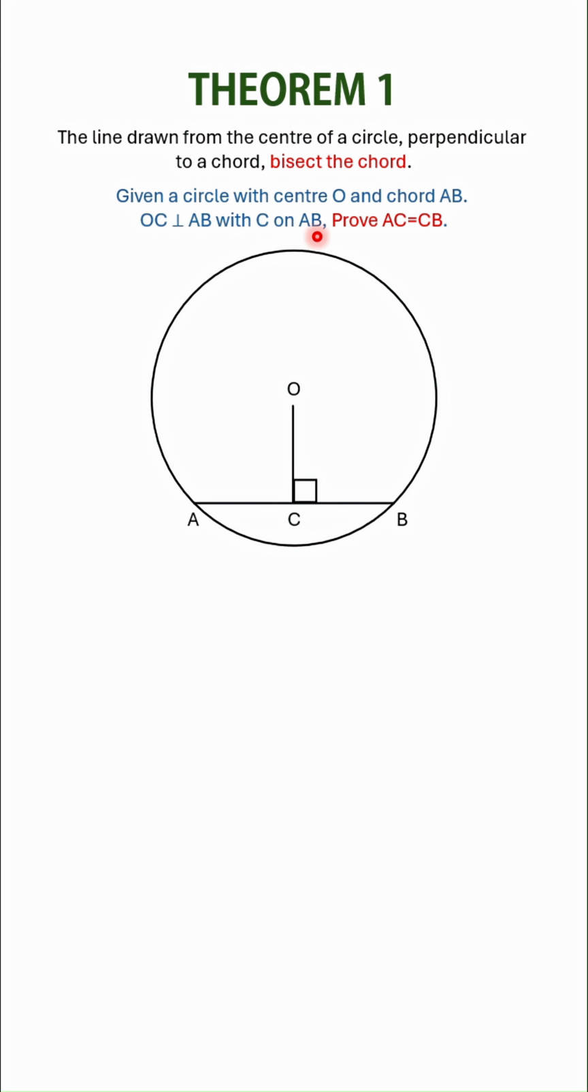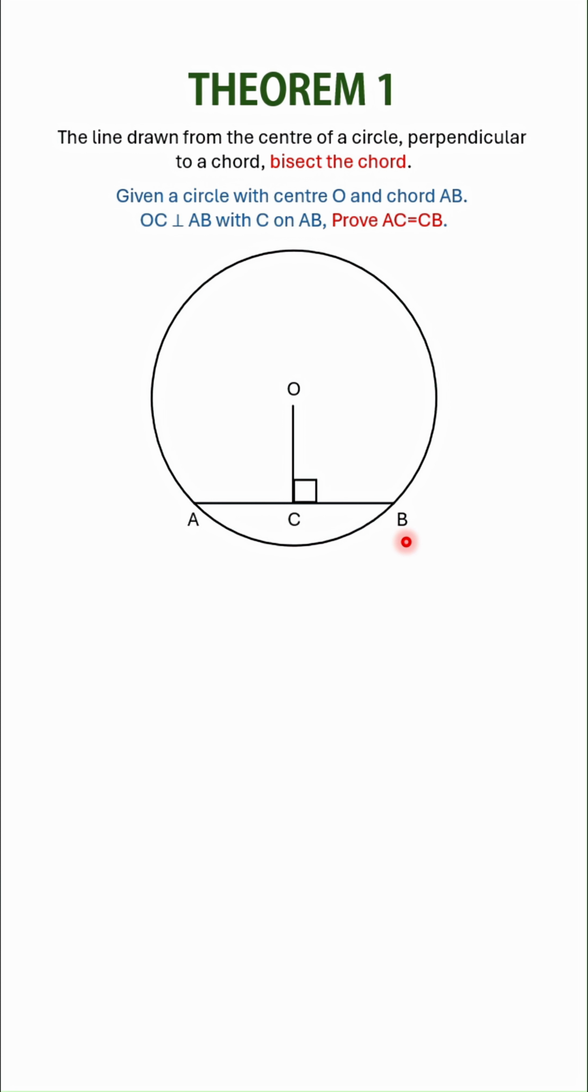Let's assume that we are given a circle and we are told that the circle has the center O and it has a chord AB. And we are also given that line OC is perpendicular to the chord AB. So now we need to prove that this line here is actually going to bisect the chord. So we have to prove that AC is equal to CB.